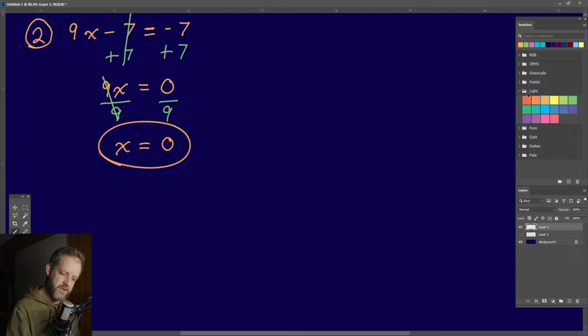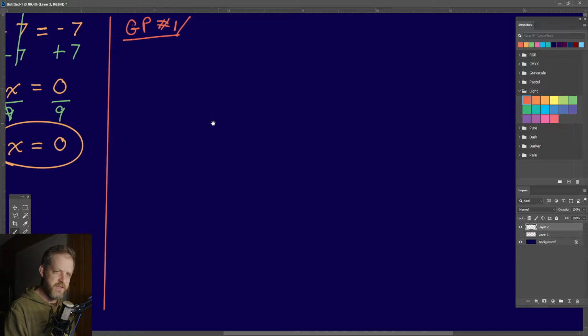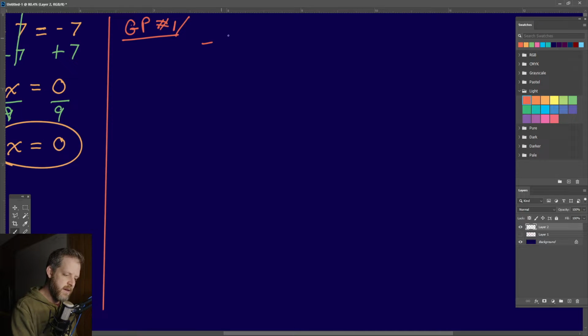Let's do this orangey color. Orange equals danger or something. I don't know. So this is going to be our GP number 1. Guided practice number 1. And the problem is going to be negative 4 equals, let's change up our variable, let's put a y on here. y divided by 20 minus 5.